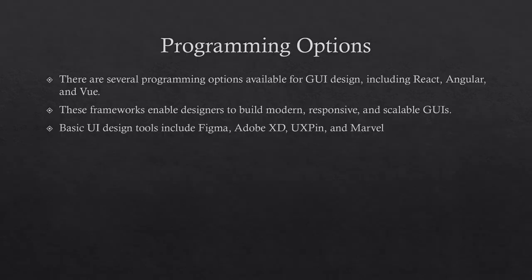So there are several programming options available for GUI design, including frameworks like React, Angular, and Vue. These frameworks offer pre-built components and libraries that can be used to develop modern GUI designs quickly and efficiently. React, for example, is a popular JavaScript library that is used to build user interfaces for web applications, while Angular is a framework that is used to build dynamic web applications with a focus on the user experience. Vue is also another popular framework that is used to build user interfaces and single page applications.